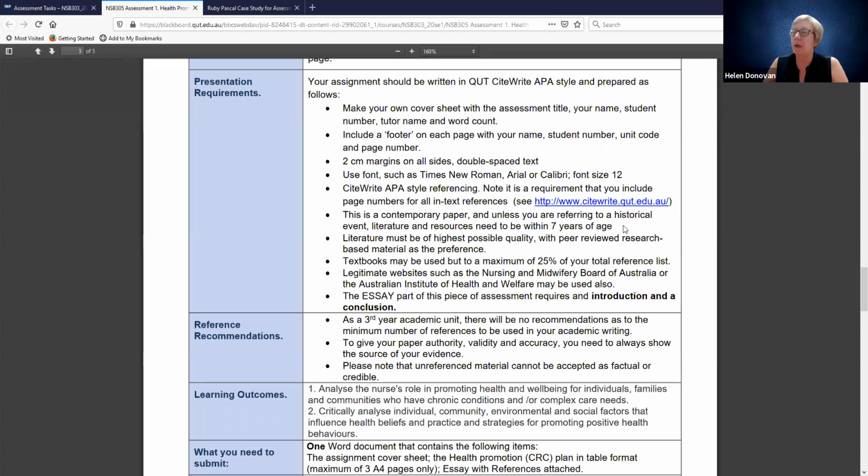As a contemporary paper, all of your literature and resources need to be within 7 years of age. We're looking for the highest possible quality. You may use textbooks, but only up to 25% of your total reference list. Otherwise, you will lose quality in your work. You can use legitimate websites that are government-based or organisational-based that have legitimacy in relation to healthcare and nursing, and an introduction and a conclusion.